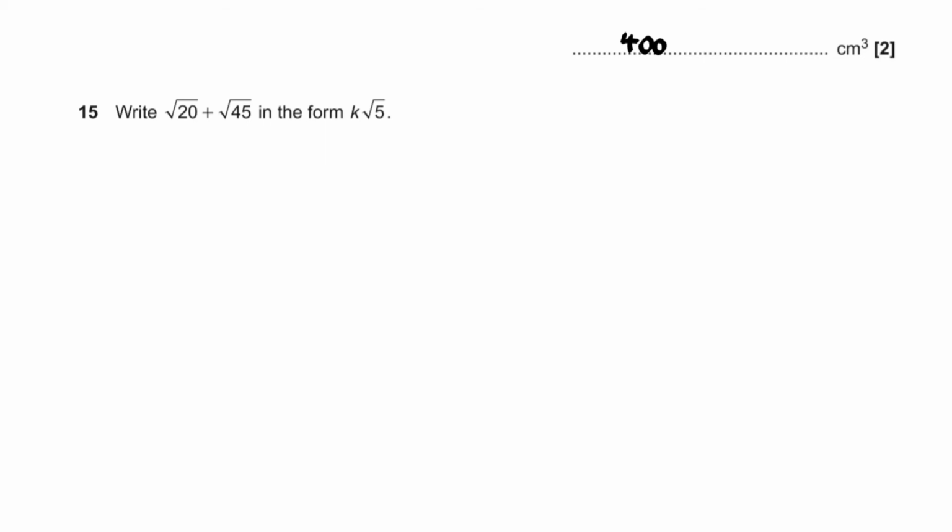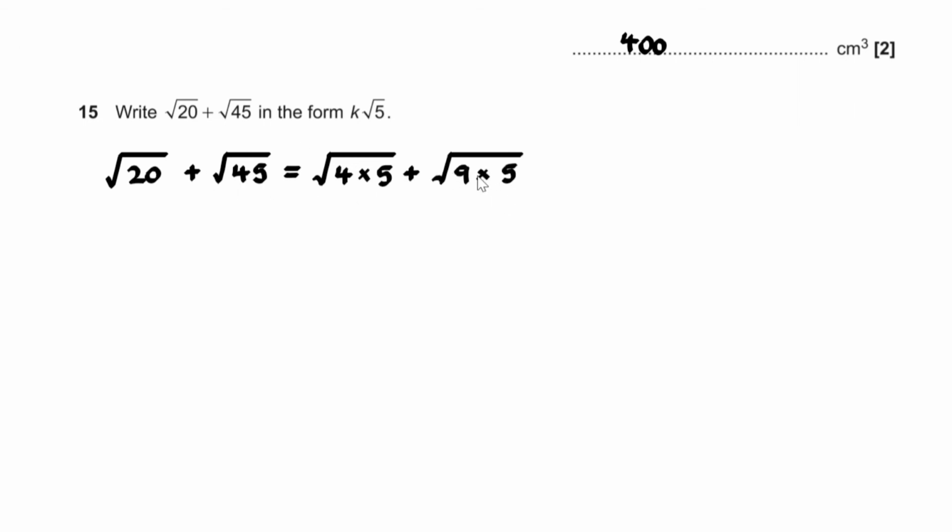Question number 15, we have to write root 20 plus root 45 in the form k root 5. Well, we've got the calculation here so far, and the root 20 we can rewrite as the square root of 4 times 5, and the root 45 we can rewrite as the square root of 9 times 5. So the square root of 4 times 5 is the same as 2 root 5. The square root of 9 times 5 is the same as 3 root 5, and adding these together we get 5 root 5. So we've written the calculation in this form here.